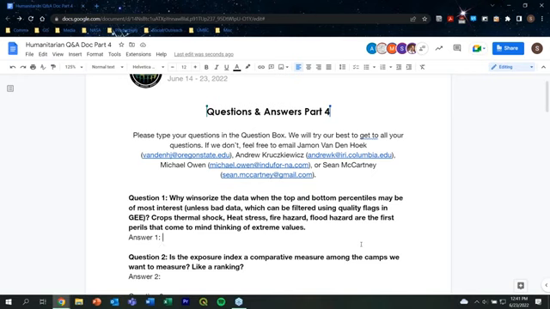So jumping into it, question number 1: why Winsorize the data when the top and bottom percentiles may be of most interest, unless bad data, which can be filtered using quality flags in Google Earth Engine? Crops, thermal shock, heat stress, fire hazard, flood hazard are the first perils that come to mind thinking of extreme values.